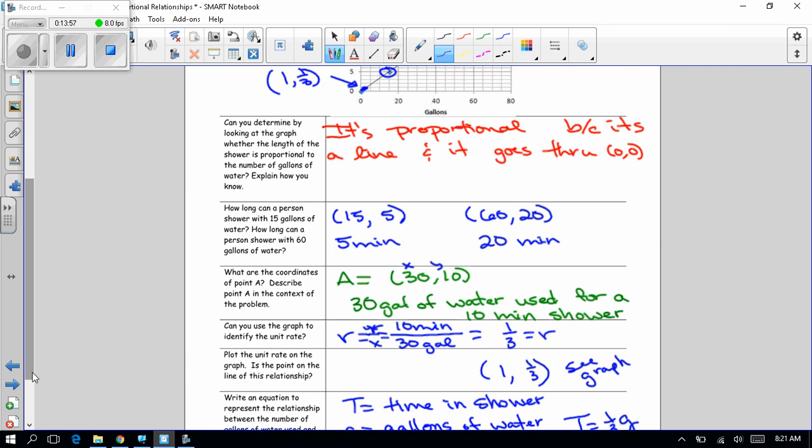What are the coordinates for point A? Well, point A is at 30, 10, which means 30 gallons of water were used for a 10-minute shower, right? So if you take a pretty fast shower like that, you used up, however, 30 gallons of water.